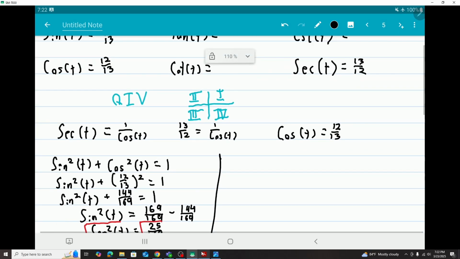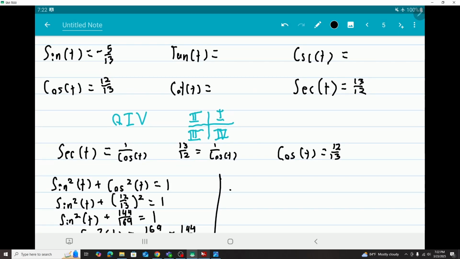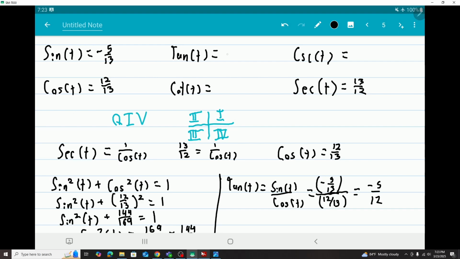So now tangent is sine over cosine, which is... not 13 over 12. Minus 5 over 13 divided by 12 over 13. The 13's cancel and we get minus 5 over 12.